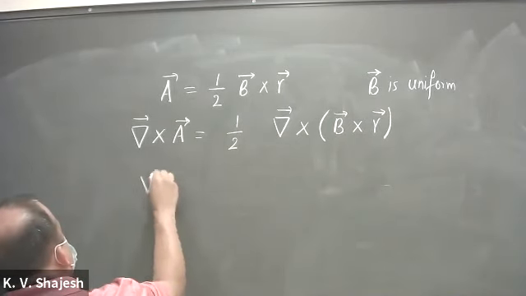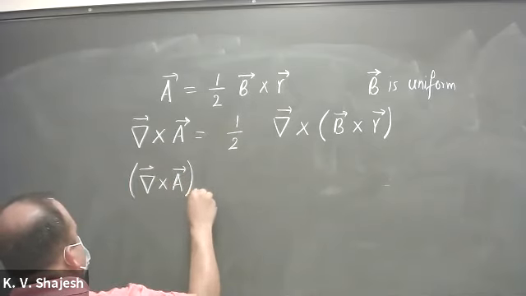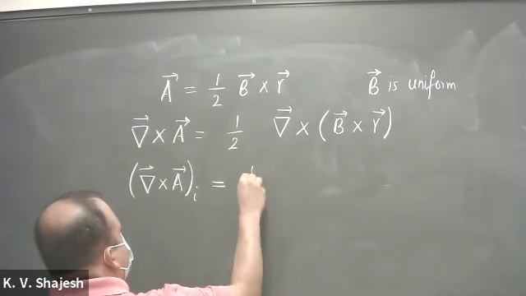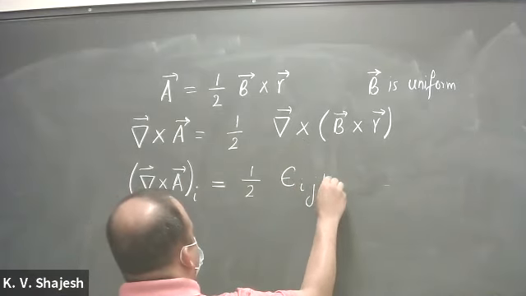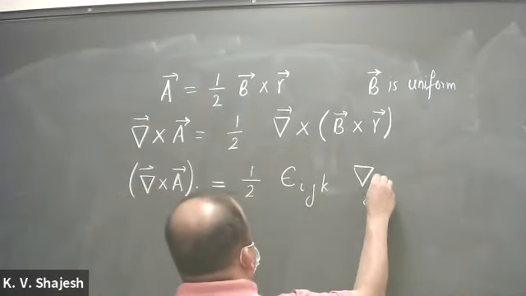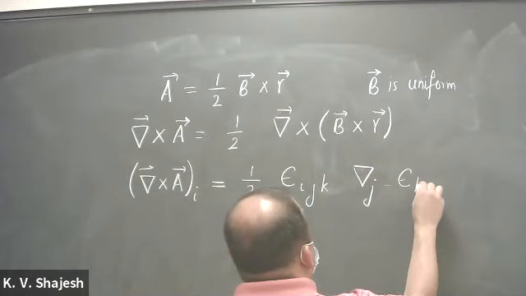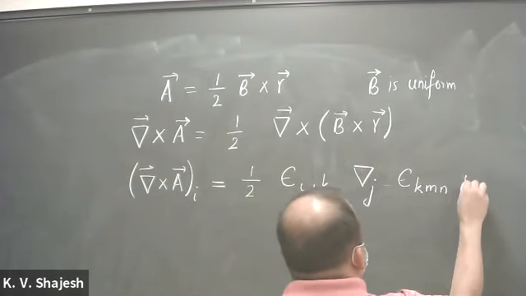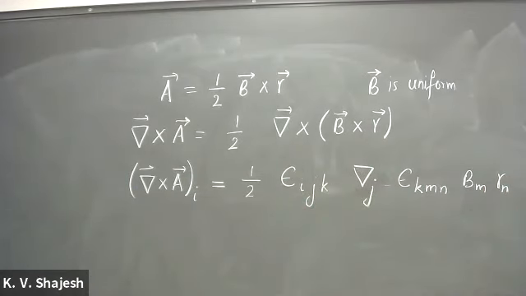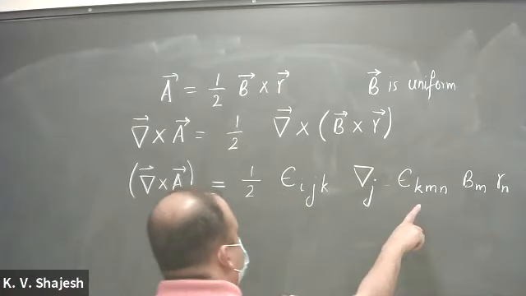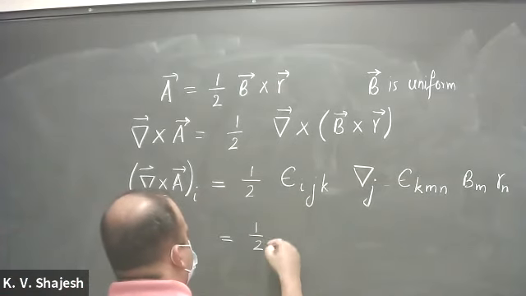Let's do this ith component. Ith component of this vector. So 1/2 times the ith component will be epsilon i j k, del j, and this will be now k, so which is again epsilon k m n, B m R n. Is that clear? That should be immediate. Bring this out, 1/2, and move this around also.